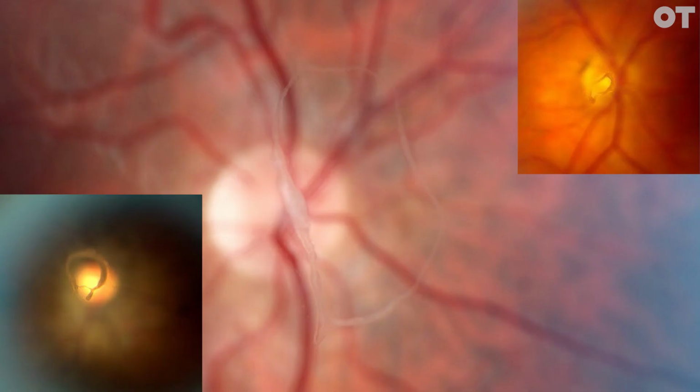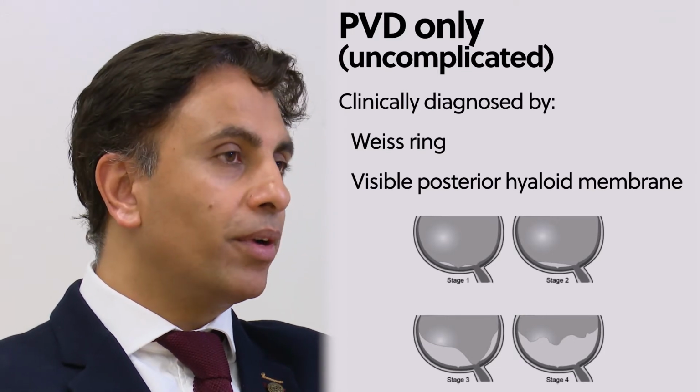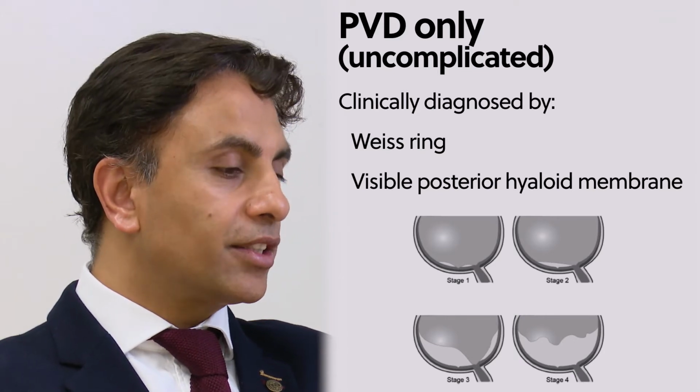To diagnose a posterior vitreous detachment, there needs to be either a Weiss ring or a visible posterior hyaloid membrane. When PVD occurs, it doesn't occur as an all-in-one phenomenon. In most people, it tends to go through stages.